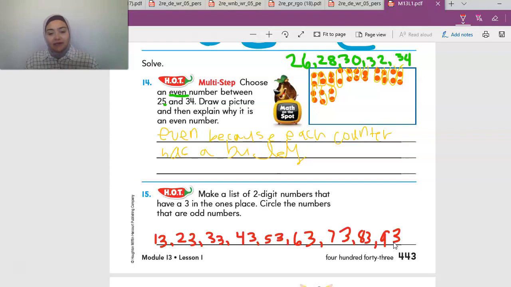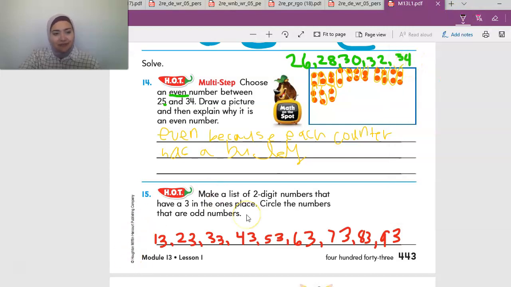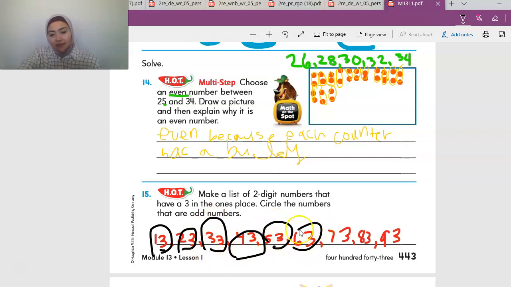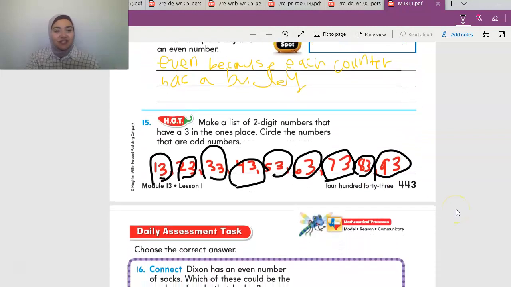Now circle the numbers that are odd. Hold on. Miss Yusuf, aren't these all odd? Isn't 3 an odd number? Yes. Didn't you say anything in the ones place tells you if the whole number is even or odd? Yes. So 3 is an odd number. It's in the ones place here. That means 13 is odd. Same for 23, it's odd. 33 is odd. All of these are odd. How do you know that? Because the number in the ones place is 3, and 3 is an odd number, which makes the whole number odd. Ta-da! They just tried to trick you.